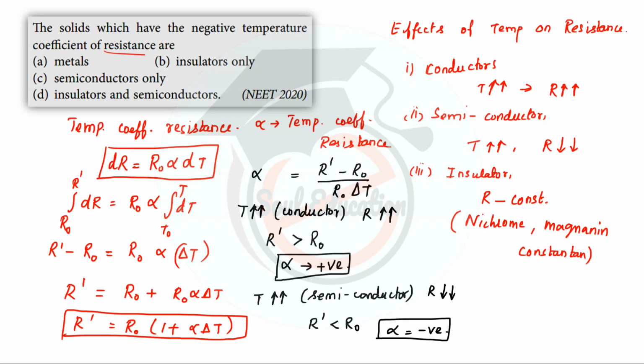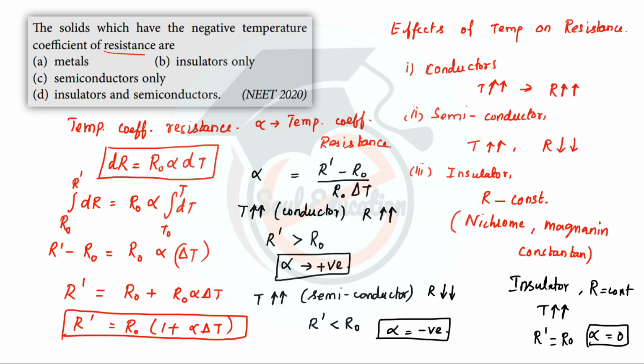Okay, so now the alpha value is negative for semiconductors. Now for the insulator case, what will happen? R remains constant. It won't change even when you increase the temperature. So R dash is equal to R naught, so my alpha is equal to 0.